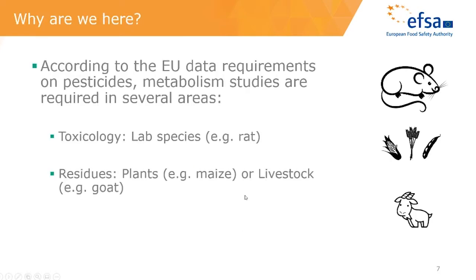Why are we here? According to the European Union, data requirements on pesticide metabolism studies are required in several areas. Like in the area of toxicology, where we normally require metabolism studies in the rat, for example, but it might be also in other species, like the dog. And in the area of residues, the legislation requires metabolism data on plants or livestock. And this depends on the agricultural uses of the pesticides.